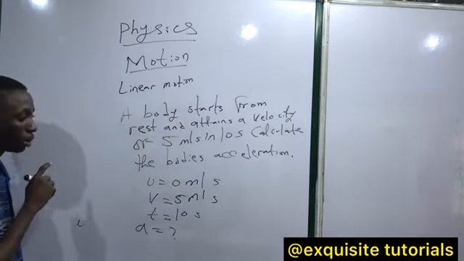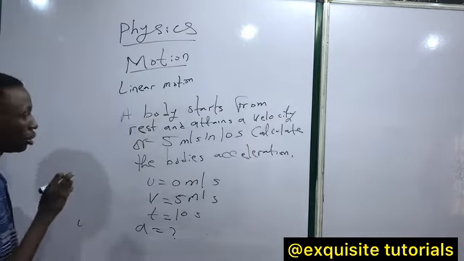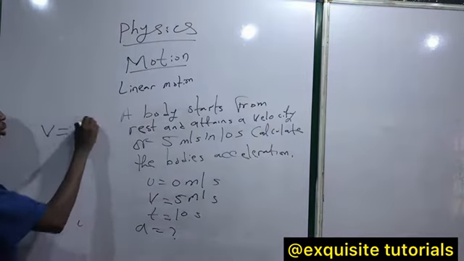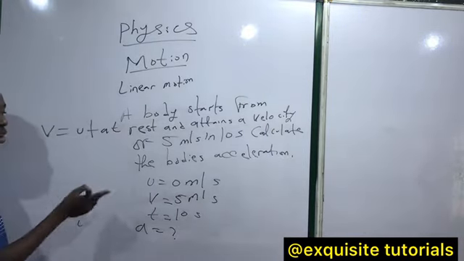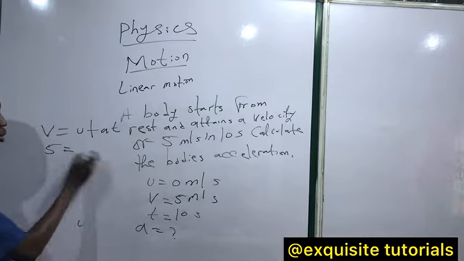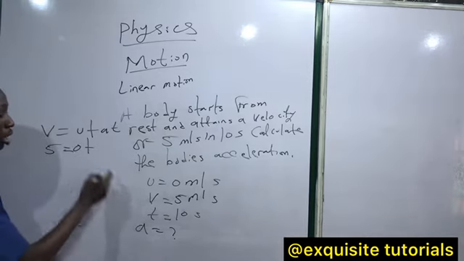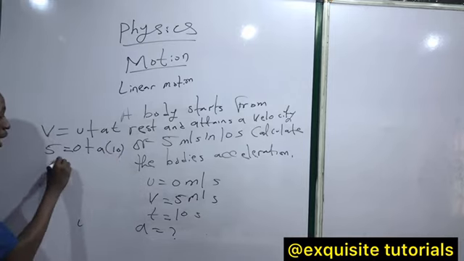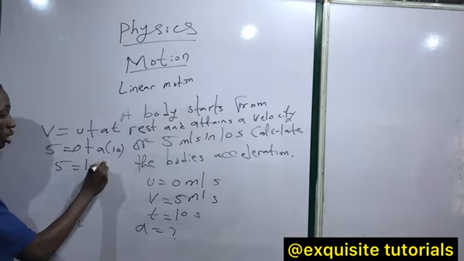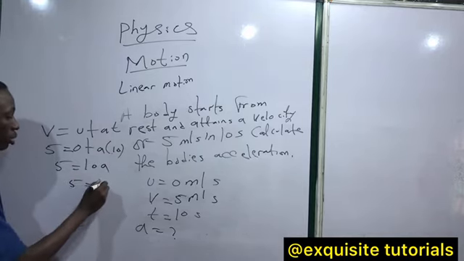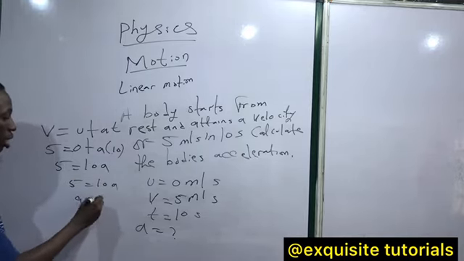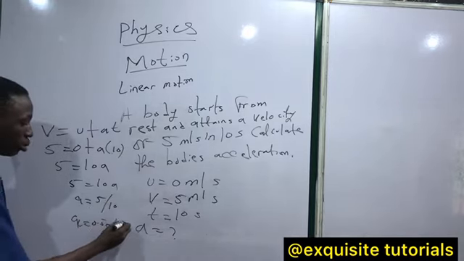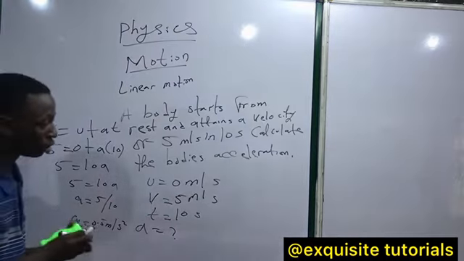Now if you look at all these parameters, the one that fits the most is our first equation of motion. From our first equation of motion, we know that V is equal to U plus AT. Then we know that V is 5. So 5 is equal to 0 plus A times 10, which is 10A. If 5 is equal to 10A, then A is equal to what? 5 over 10. A is equal to 0.5 meters per second squared.